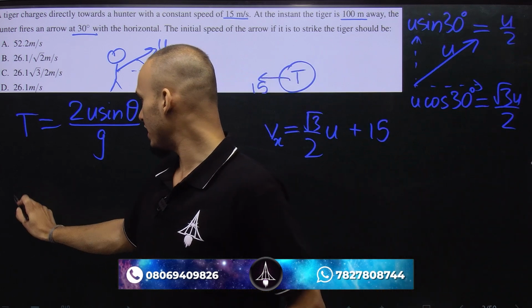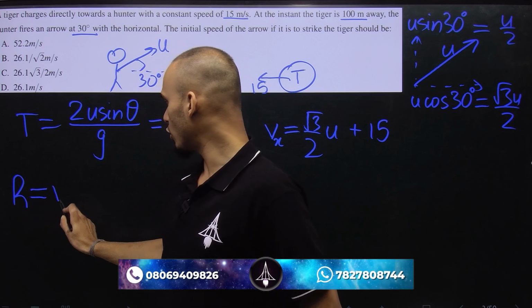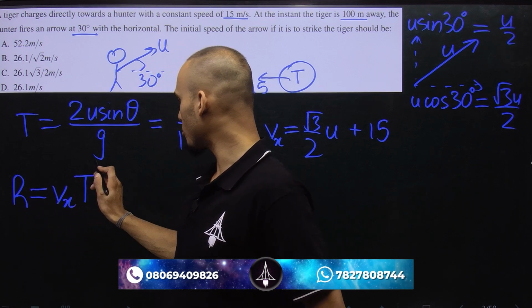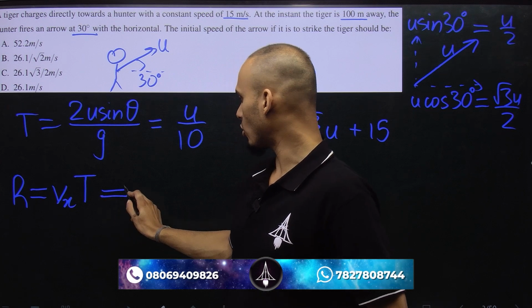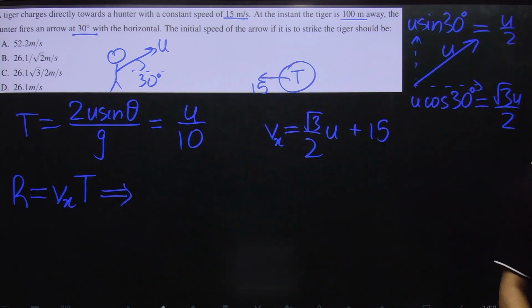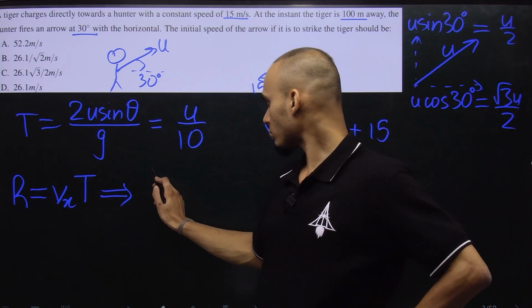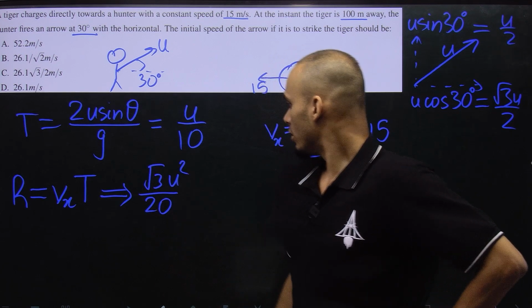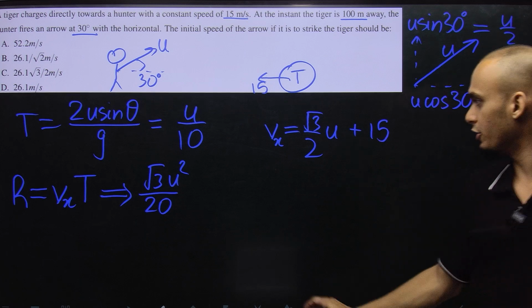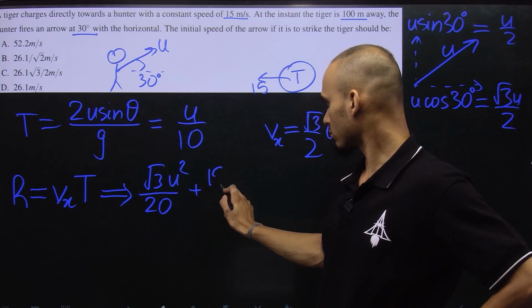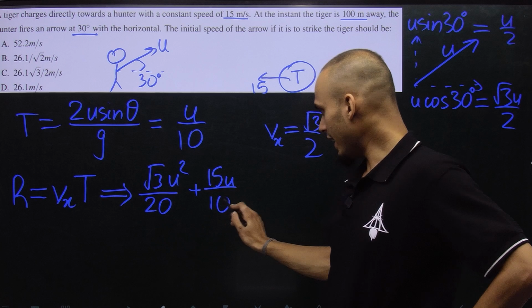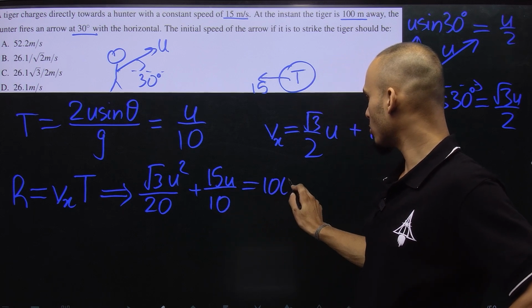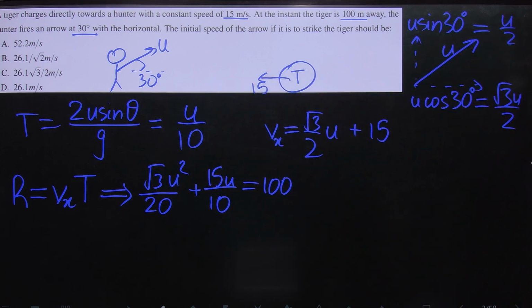So we can just write R, that is the range required, should be equal to the horizontal component of speed into time of flight. We can just multiply with u by 10. So root 3 into u square over 20 is the first term, and 15u by 10 is the second term, and this should be equal to 100 meters. Only then will the arrow hit the tiger once it lands on the ground.